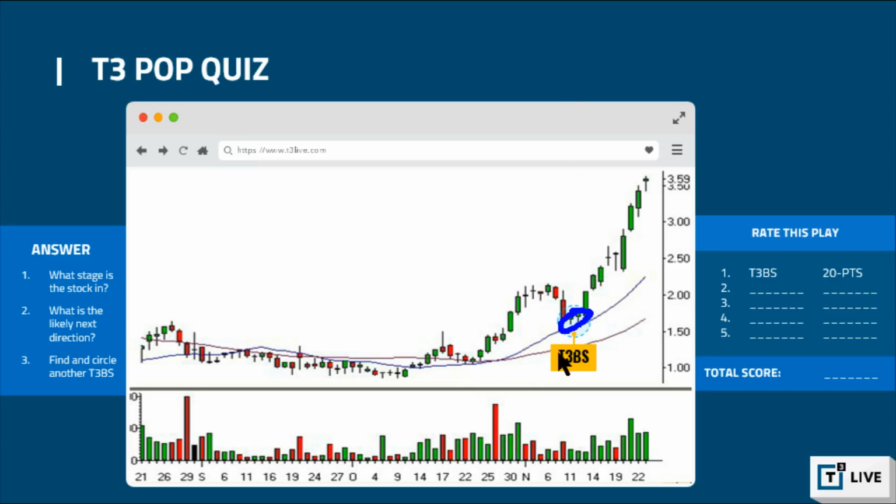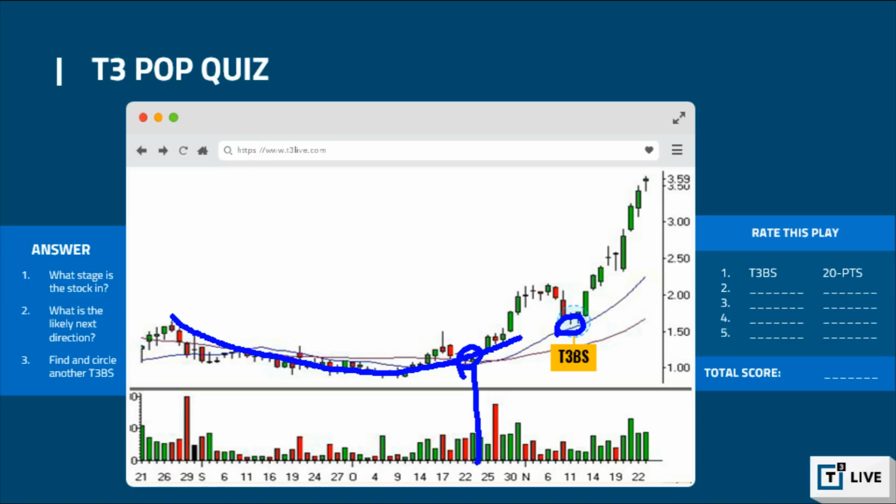Anybody? Was there another buy setup that you can see if you look at the chart? Yeah, right here. That's a buy setup at both the rising 20 and the 40. So just absolutely beautiful, two buy setups. And notice that the stock is transitioning.